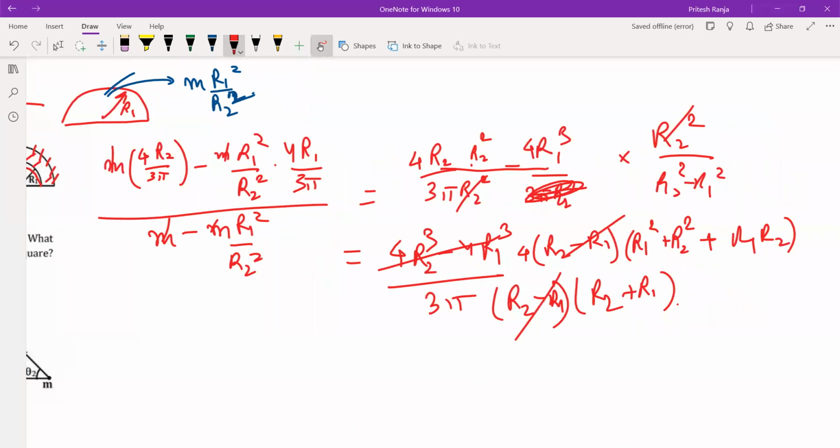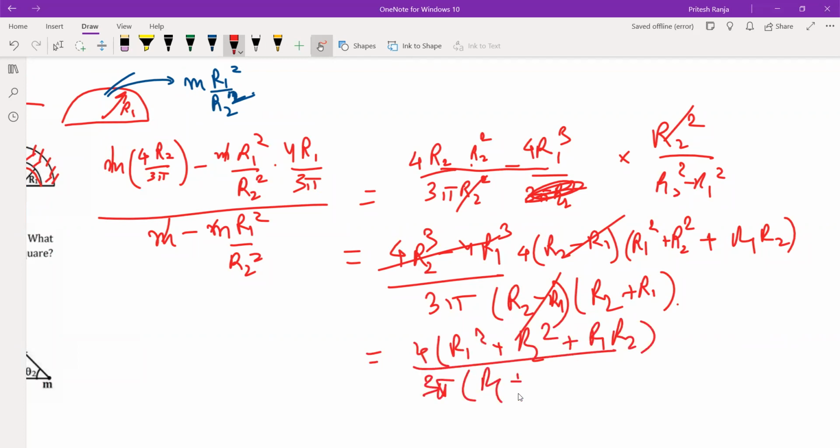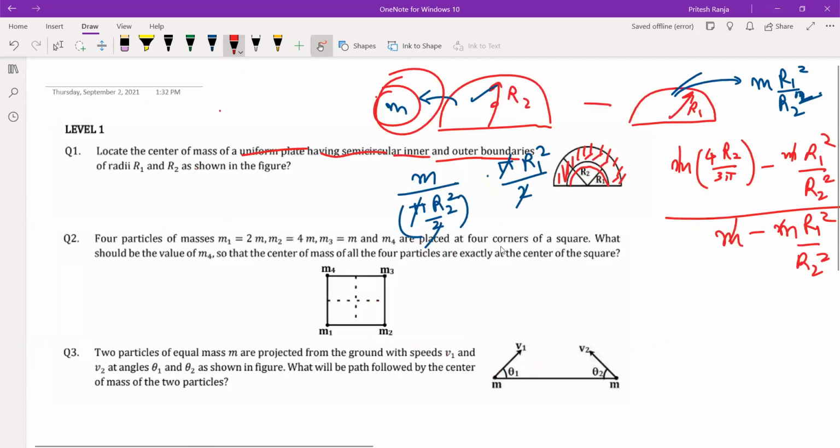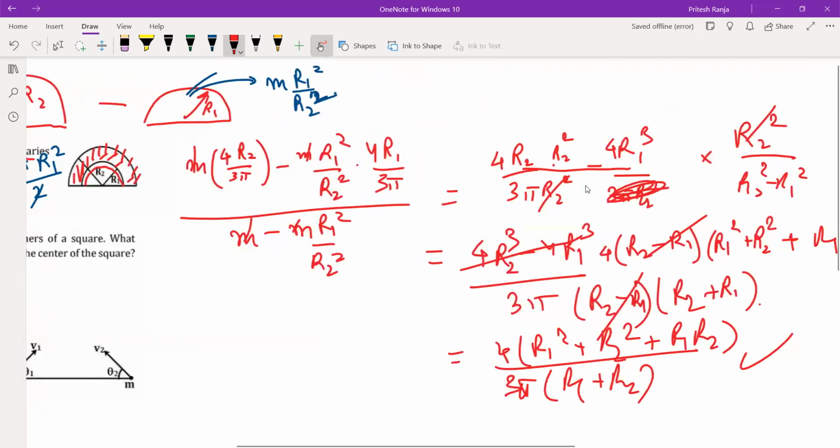तो रिजल्ट हमारे पास क्या आया, सेंटर ऑफ मास का 4 इंटू r1 स्क्वायर प्लस r2 स्क्वायर प्लस r1 r2 divided by 3 pi into r1 plus r2, and that's our answer. That's the center of mass of this. Number one, guys. All of you understood this?